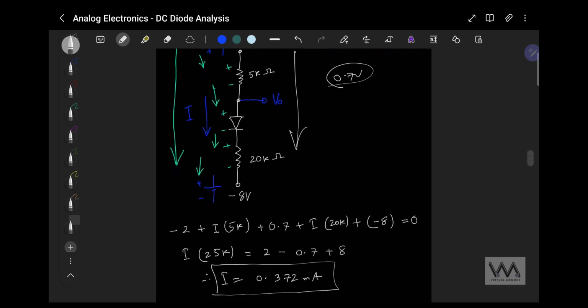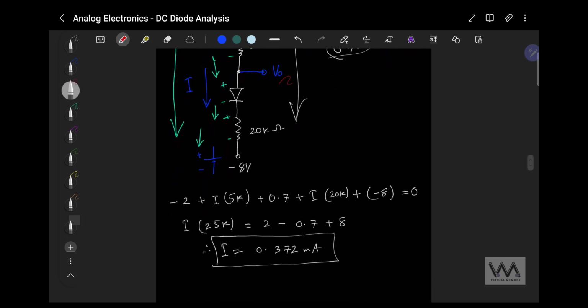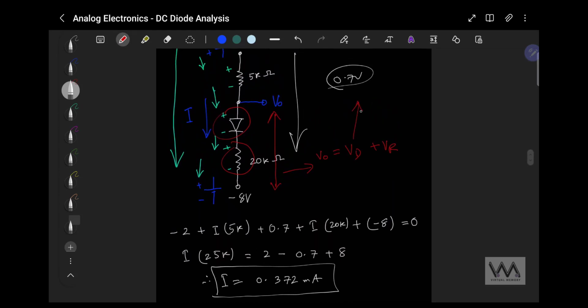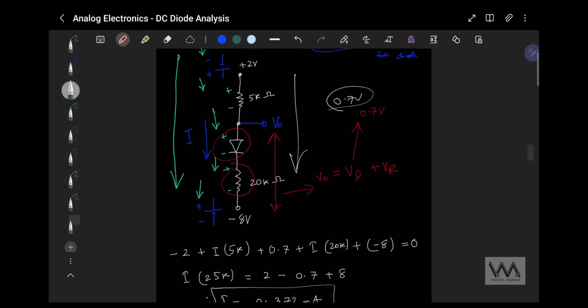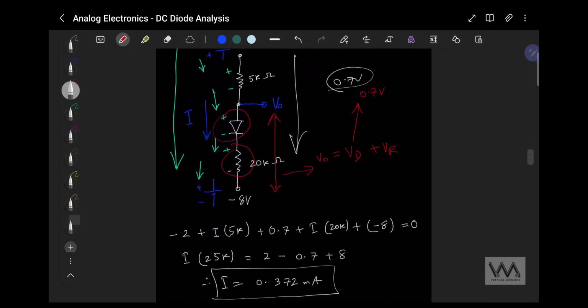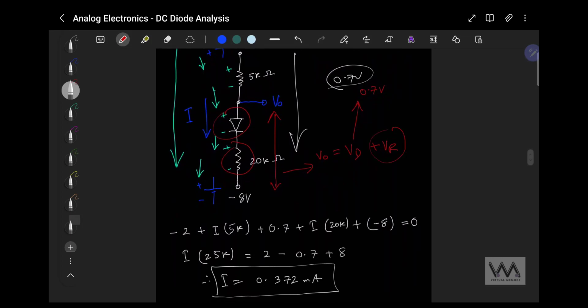So let's find V naught. Now V naught is the voltage here, which basically means that V naught equals the voltage drop over the diode VD plus the voltage drop over the resistor. Let's call it VR. We know VD is 0.7, given by V gamma, which is the turn on voltage for the diode. So if we can find VR, then we can solve for V naught.